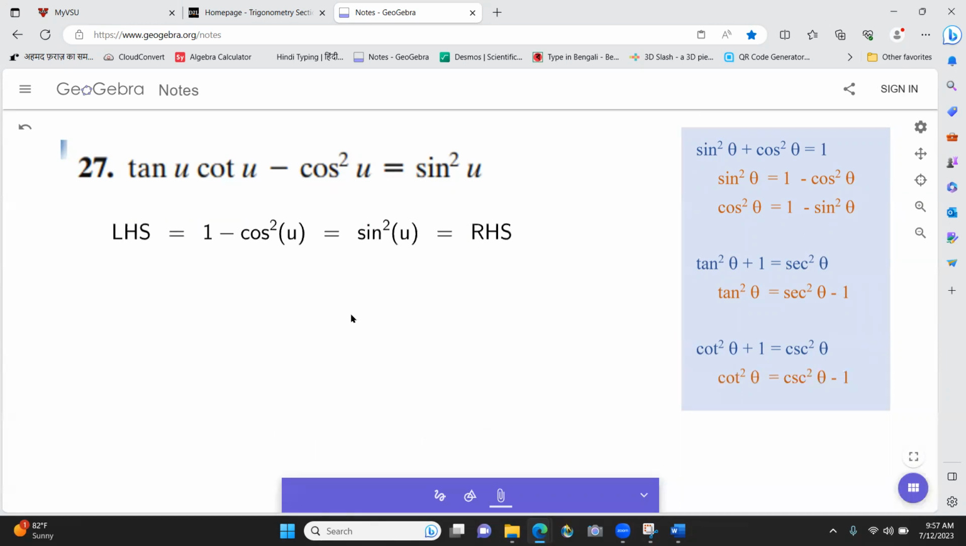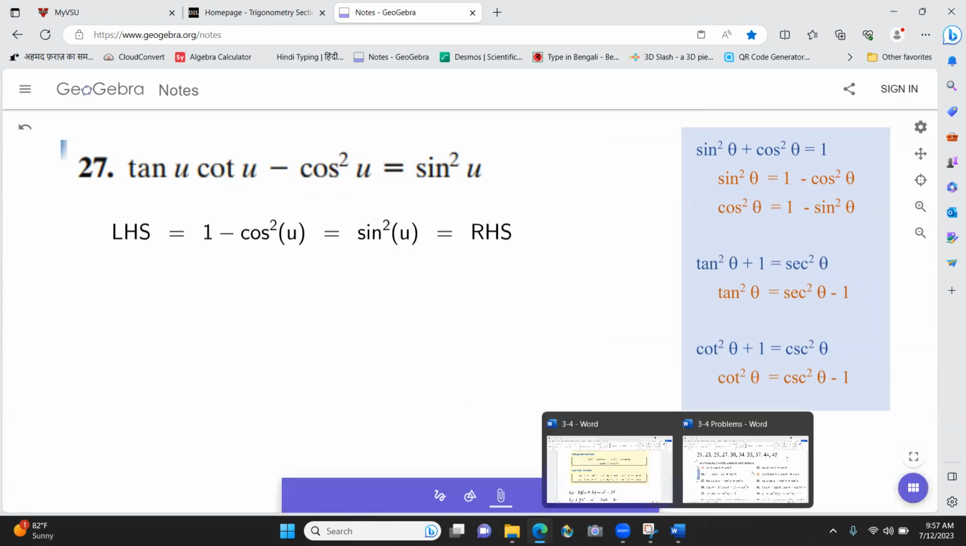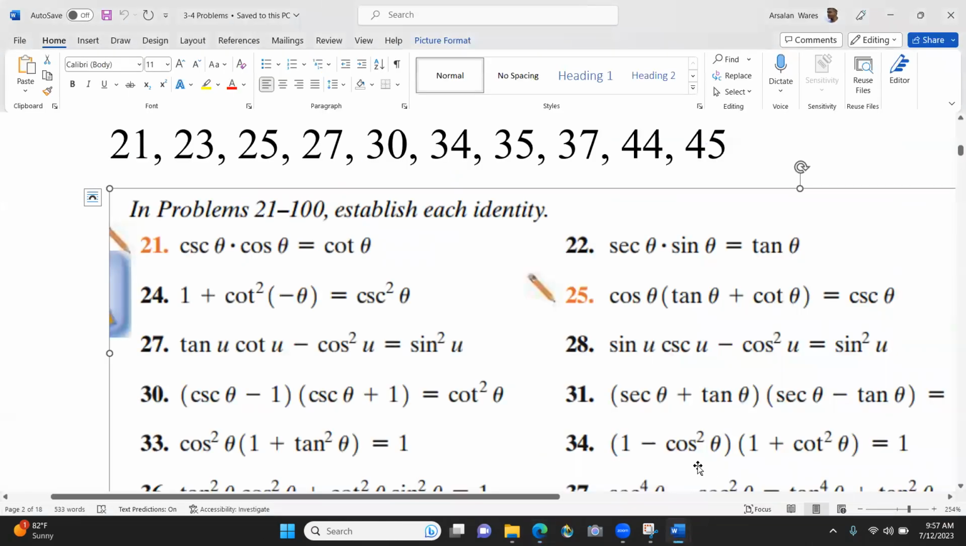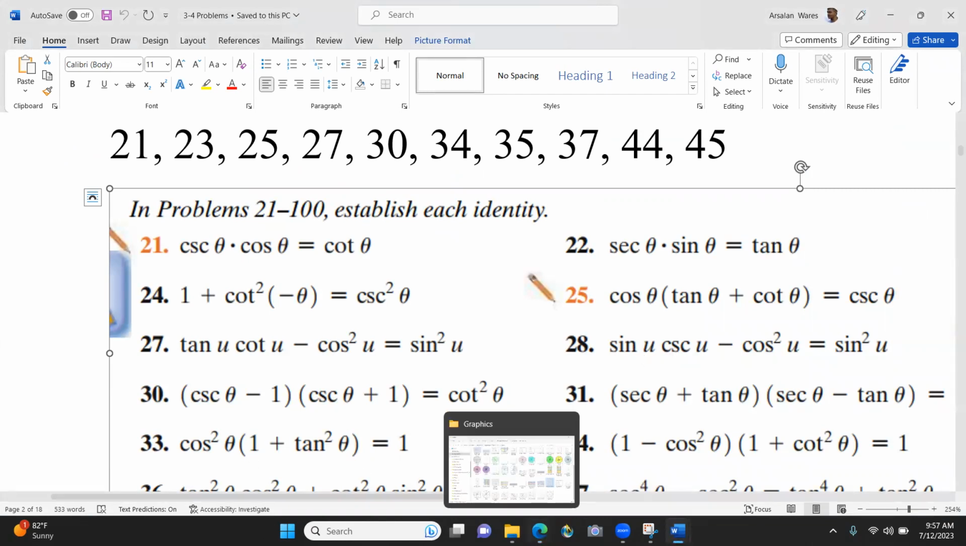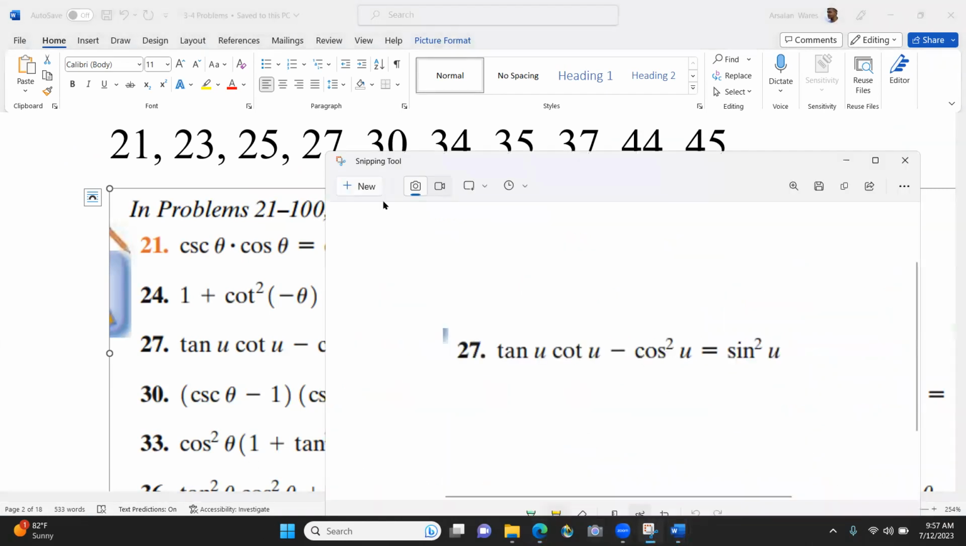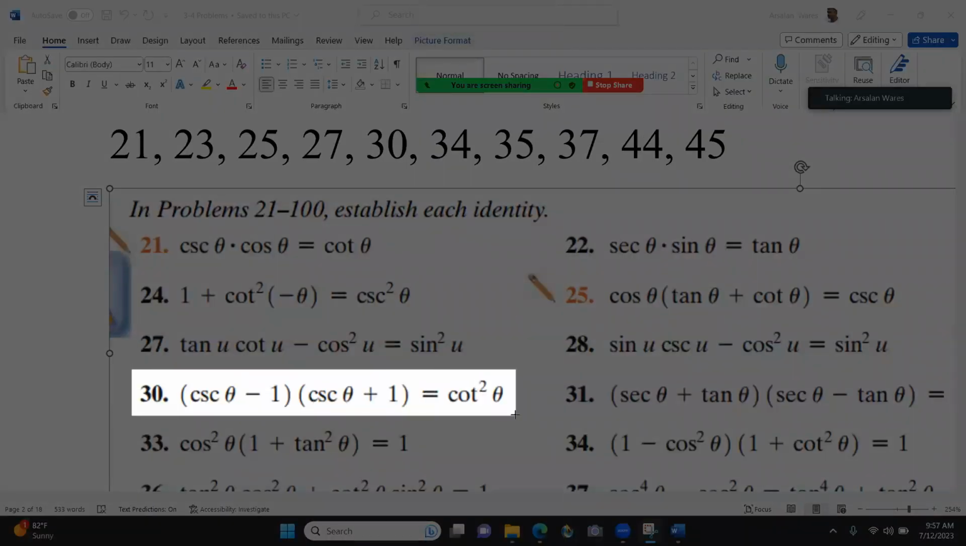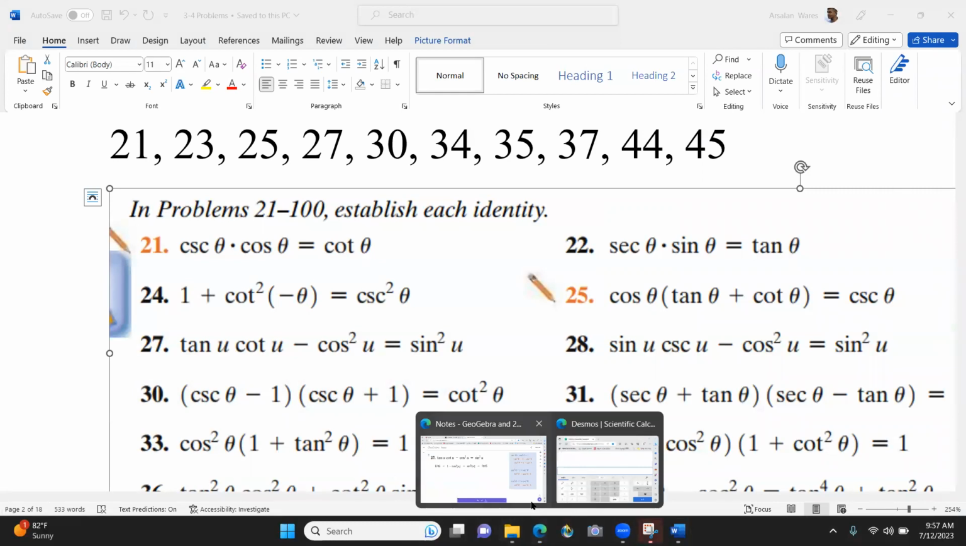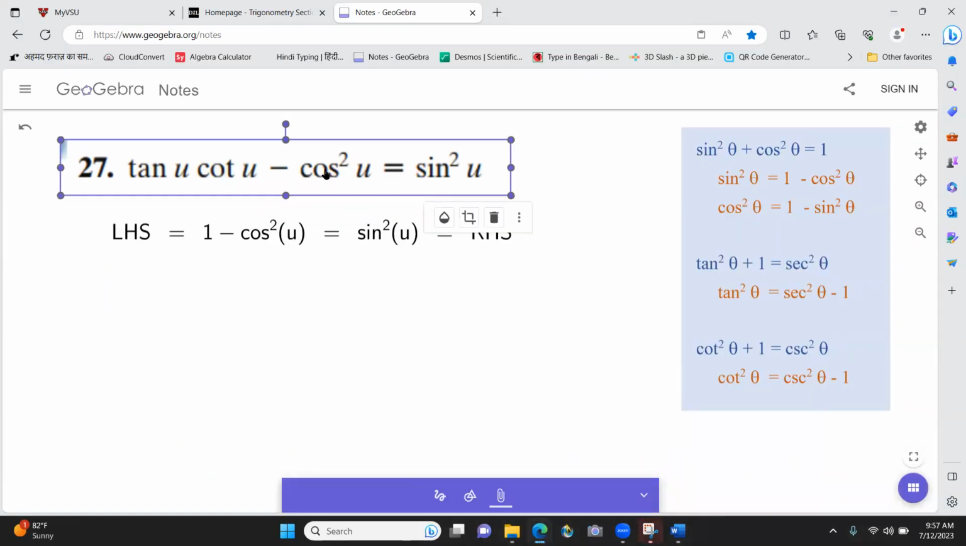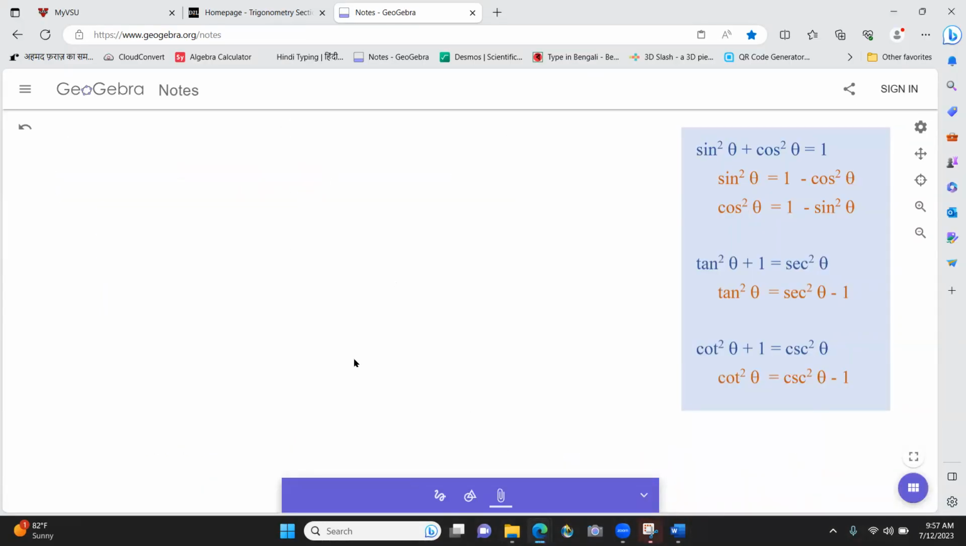Now, these problems are short, so I'm going to do one more before we go to the next session. So 27, let's do 30. Let's see, oh, 30 is good. It's one of the harder ones. Wonderful. These are just fun to me.